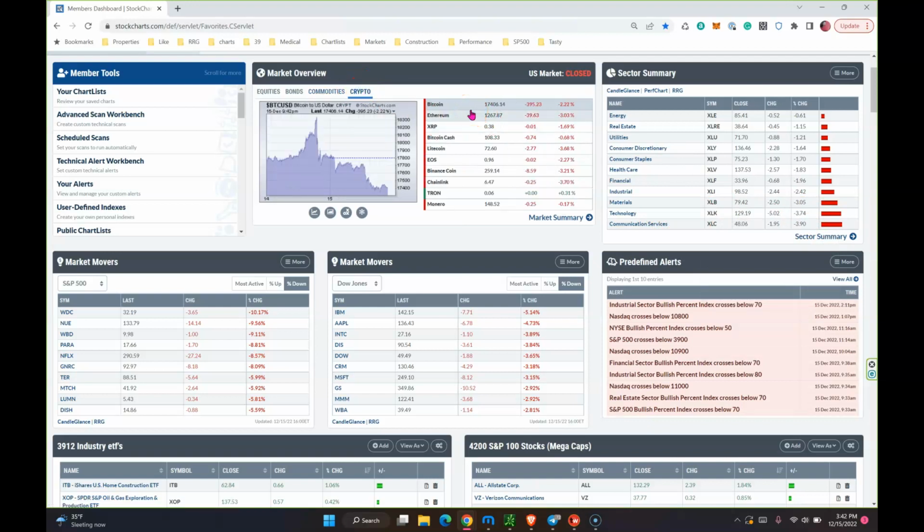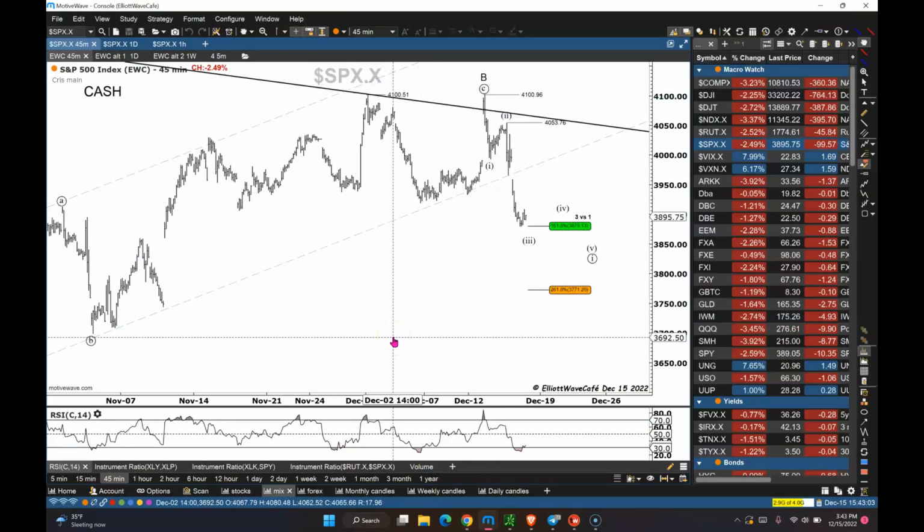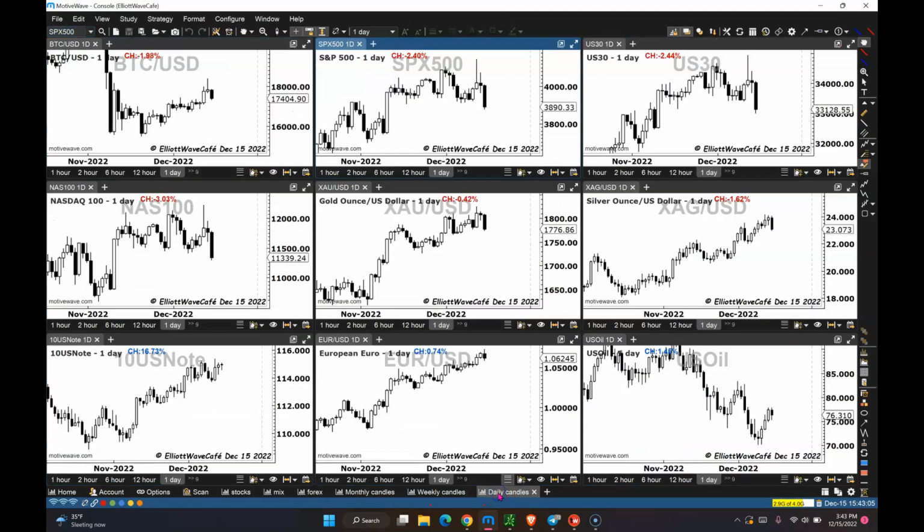In cryptos, not huge drops, again, for how volatile this asset class is: Ethereum down 3%, Bitcoin down 2%. I think Bitcoin already found a top on that fourth wave, and I think we're going to push lower, and eventually break below that 15K level. But I'll do a separate video on Bitcoin. So let's quickly take a look at the counts here, and first let me take a look at the daily candles.